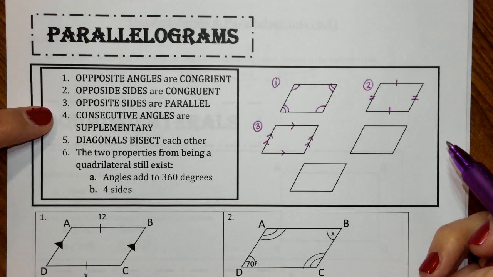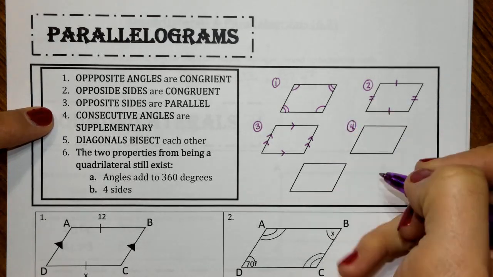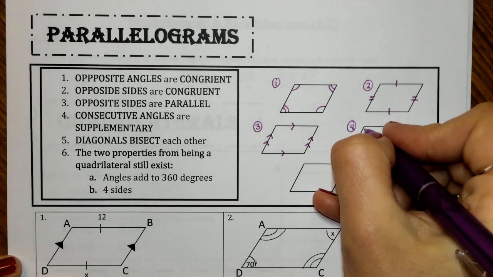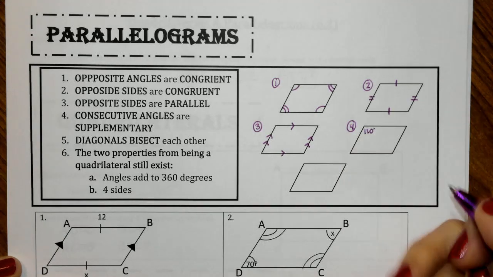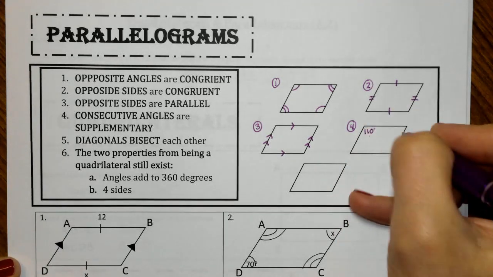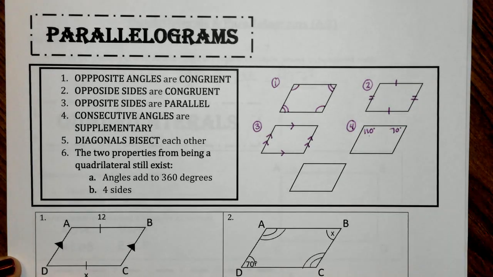Property number 4, consecutive angles are supplementary. Consecutive, as we talked about earlier whenever we said, hey, naming the quadrilateral, you have to go consecutively, clockwise or counterclockwise. It's one after another. So what that means is if we say that this angle right here is 110 degrees, consecutive, one after another, this next angle right here would have to be 70 degrees because supplementary means 180.